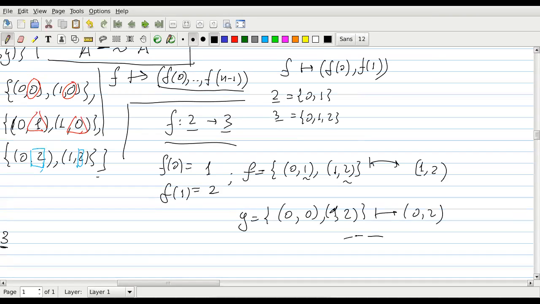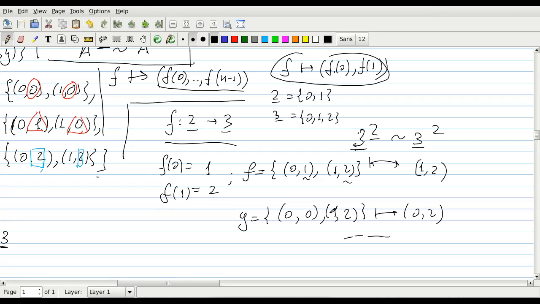И на самом деле между функциями, там было 3 в степени 2, и парами элементов у нас есть биекция, есть взаимно однозначное соответствие. Каждая функция переходит в упорядоченную пару ее значений. И чтобы задать функцию, достаточно задать упорядоченную пару ее значений. Это понятно?